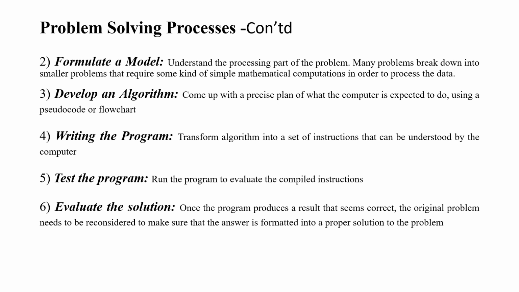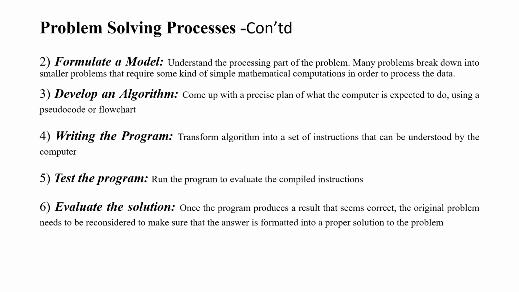You can pick the programming language that best suits your problem and use it to solve that problem. After that, you enter the fifth process. Test the program. Run the program to evaluate the compiled instructions. Running the program means testing to see whether the program gives you the desired result. If there is any problem, you can do what we call debugging. Go through the program line by line, check whether there is an issue. If there's an issue, you correct it, you run it again. That is the test running we are talking about.